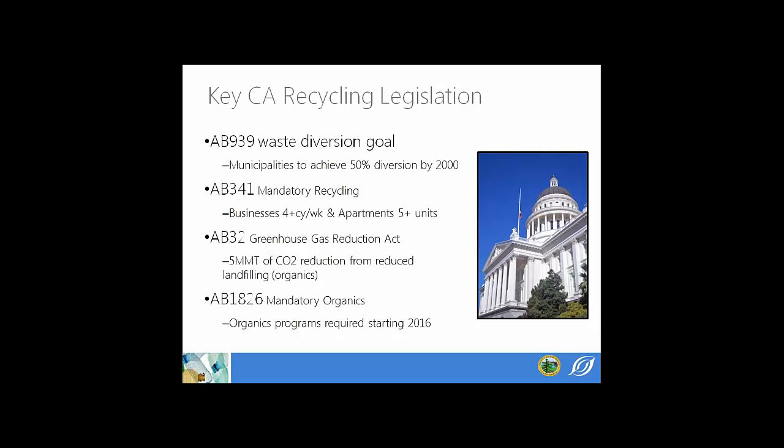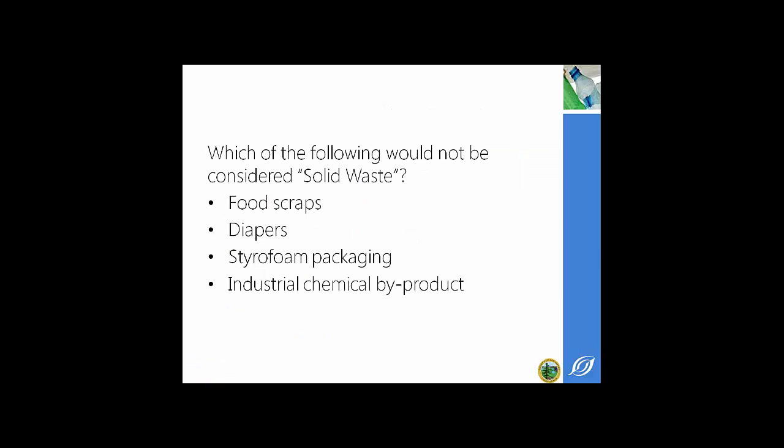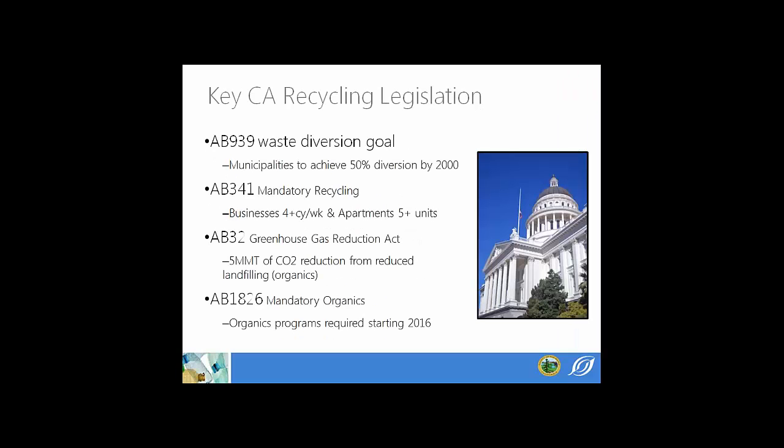All right, so a few more things. Legislation in California that we have adopted: AB 939 is the one that set the diversion goal at 50% by 2000. That's been around for a while. But more recently, we added newer legislation in the state that you've probably heard about. AB 341 is mandatory recycling for businesses generating more than 4 cubic yards a week, and apartments that have more than 5 units. So they need to implement recycling programs based on how much solid waste is being generated.